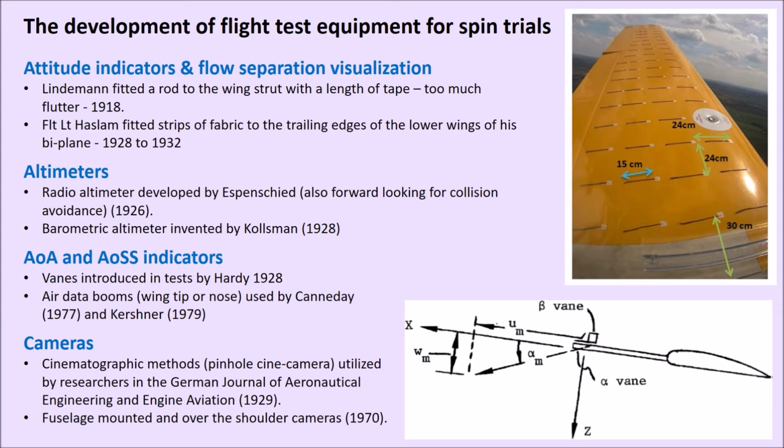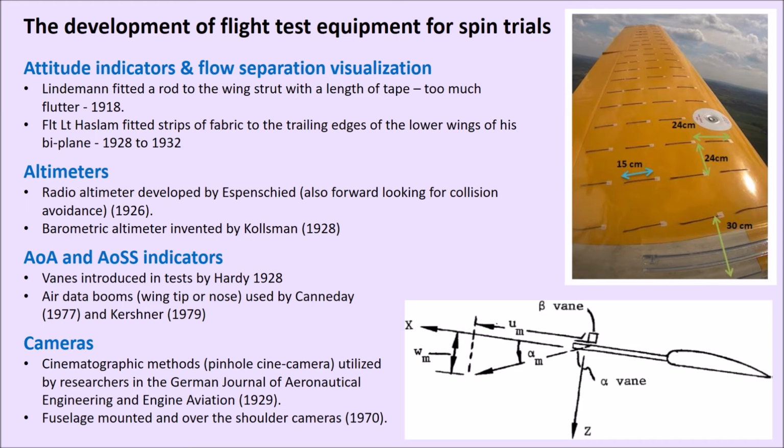Okay, so let's finally discuss a few other flight test techniques and types of instrumentation that were also in development at that particular time, starting with attitude indicators and this idea of trying to visualize the flow around the airfoils in a stall. Well, the first documented use of something like this was by Lindemann, who fitted a rod which extended out from the wing strut of his biplane and attached a length of tape to the end of it.